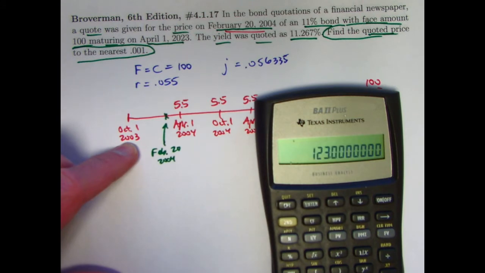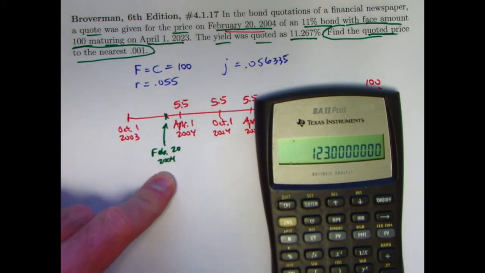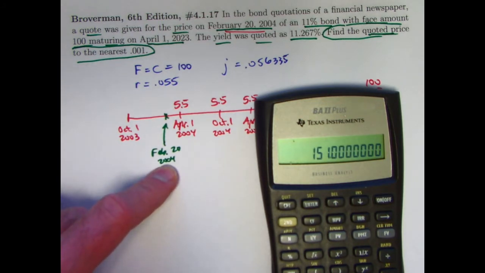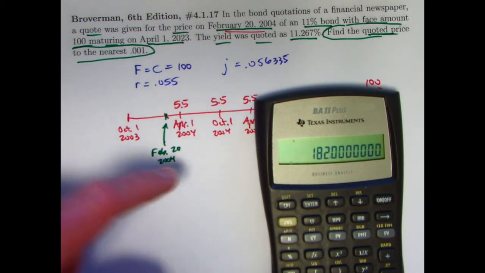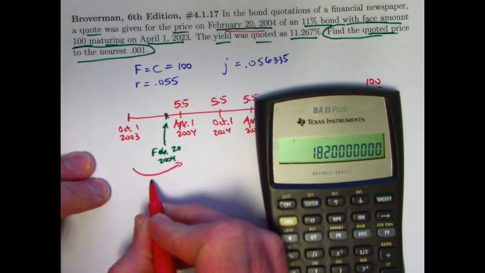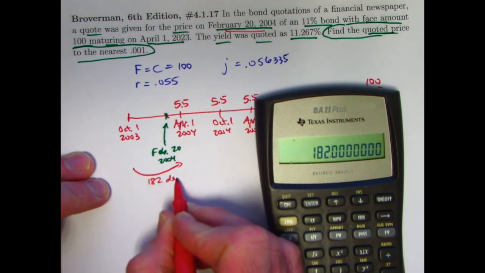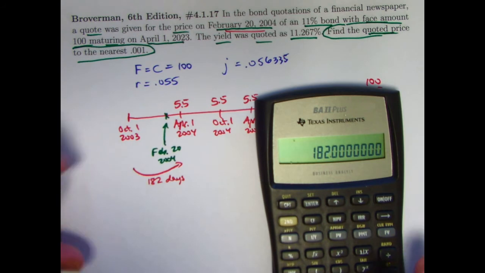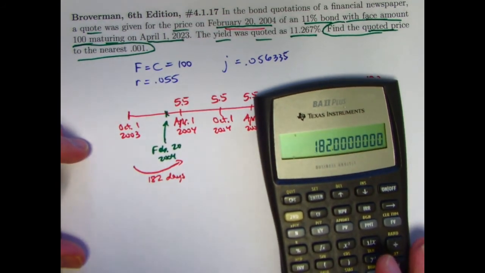January has 31 days. Technically speaking, February of 2004 was a leap year and it had 29 days, but I think we just want to typically avoid thinking about leap years here. Let's go ahead and just assume it's 28 days, and that is what will get you the right answer in the back of the book. And then March has 31 days. So we've got 151 plus 31, 182 total days from October 1st to April 1st, 182 days. Again, ignoring the fact that 2004 was technically a leap year.